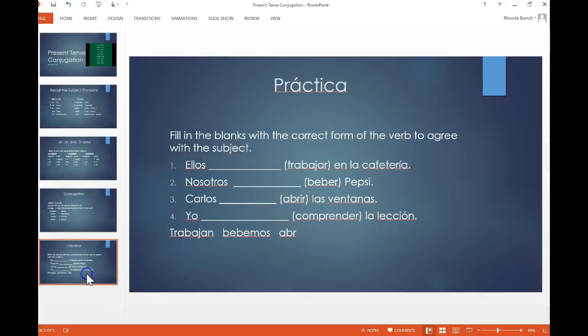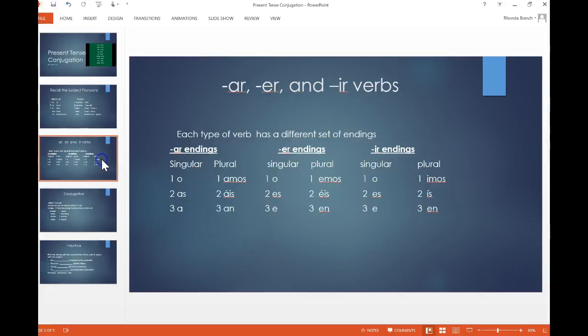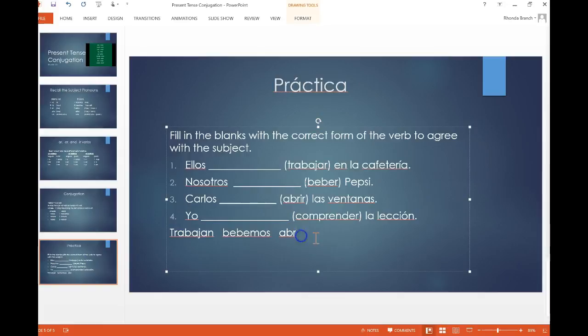All right, so let's go back. Carlos, you have one. He's third person singular. It's only one person. This is an IR verb because it ends in IR. If you go back to your IR endings, third person singular for IR endings is simply an E. So that would be what you would have here. Abre. He opens the windows.